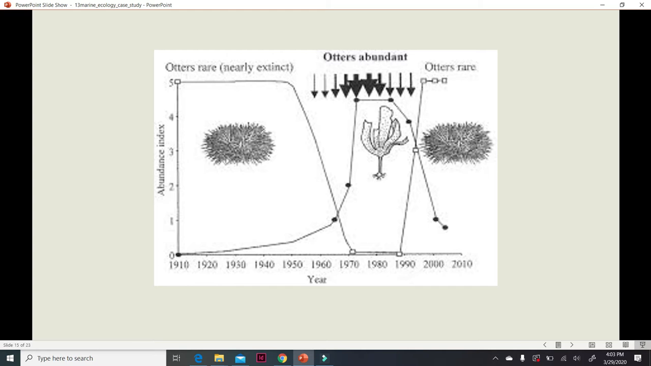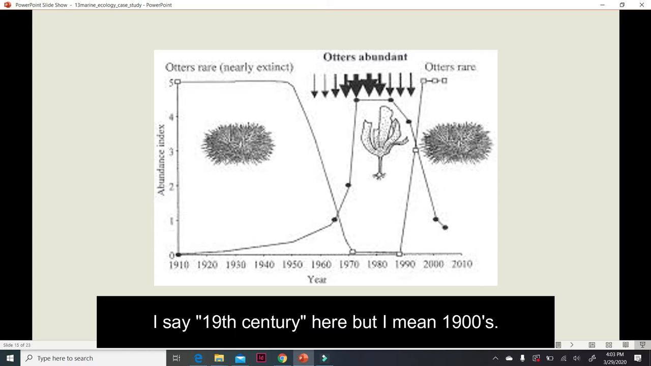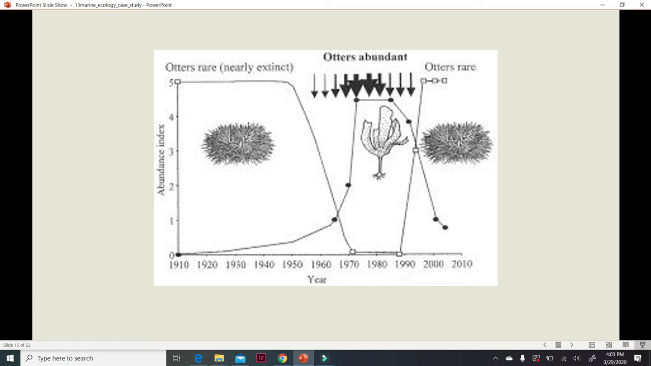And so if you have not very many otters, then you have a lot of sea urchins, like right over here in 1910, and not very much kelp. Now, about the middle of the 19th century, otters became protected. So laws were made to protect their population. And when that happened, otters became more abundant.